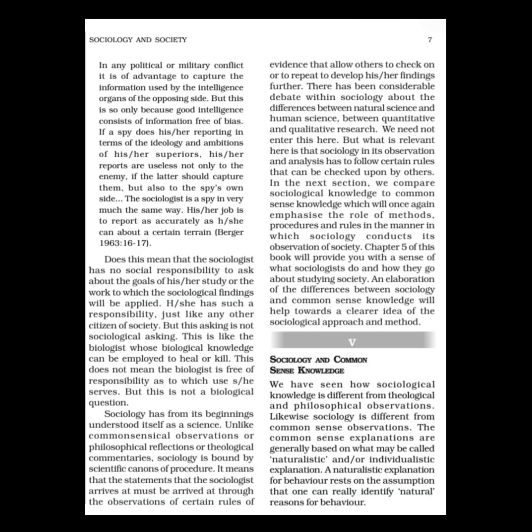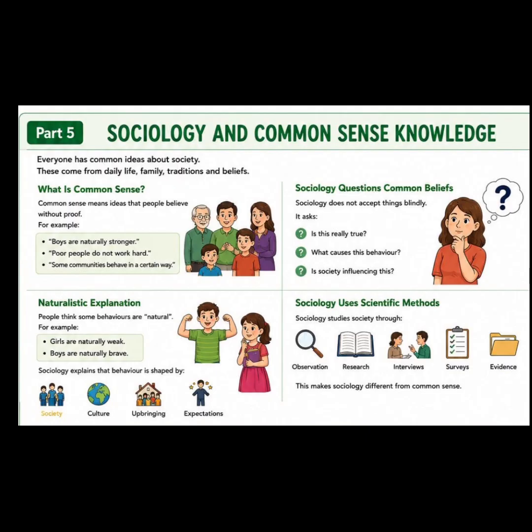Now let us move to the next part of this chapter, Sociology and Common Sense Knowledge. What is common sense? Common sense means ideas that people believe without proof. For example, boys are naturally stronger, poor people do not work hard, some communities behave in a certain way. All these are examples of common sense.